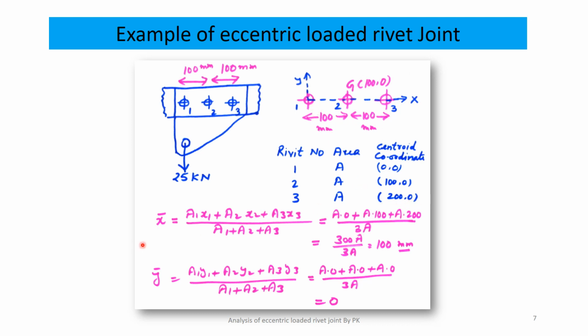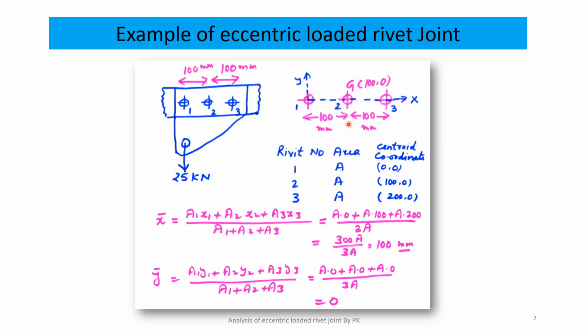We find the value of x bar, that is a1 x1 plus a2 x2 plus a3 x3 upon a1 plus a2 plus a3. So here it is a1 into 0, a1 into 100 for the second one, and for the third it is a into 200, divided by a plus a plus a, that is 3 a basically here. So 300a upon 3a should be equal to 100 mm. So the x coordinate of this centroid is 100 basically.